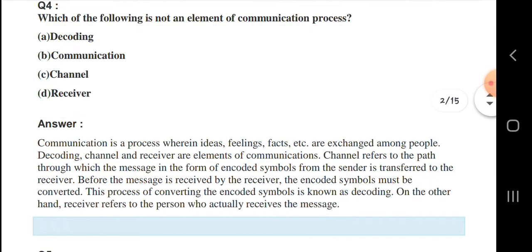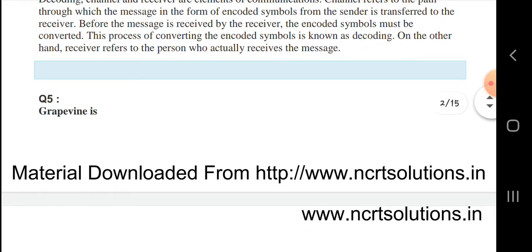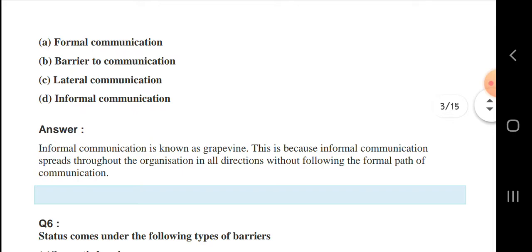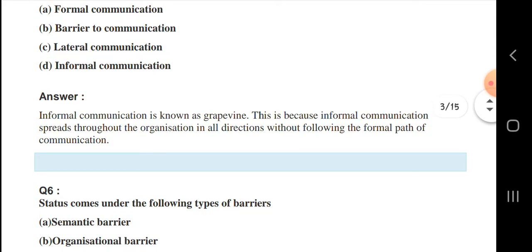Communication, channel or receiver. Communication is a process wherein ideas, feelings, facts, etc. can be shared. Next, what is grapevine? Is it formal communication, barrier to communication, lateral communication, or informal communication? Informal communication is also called the grapevine.